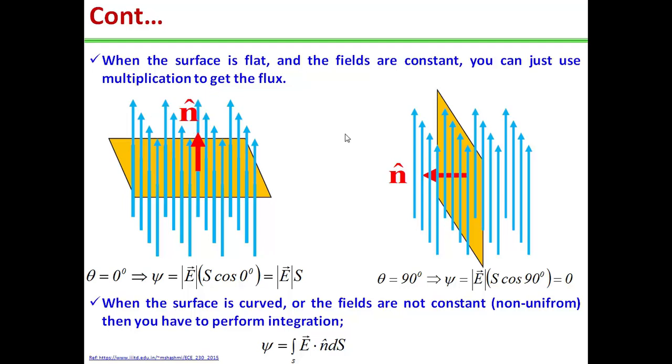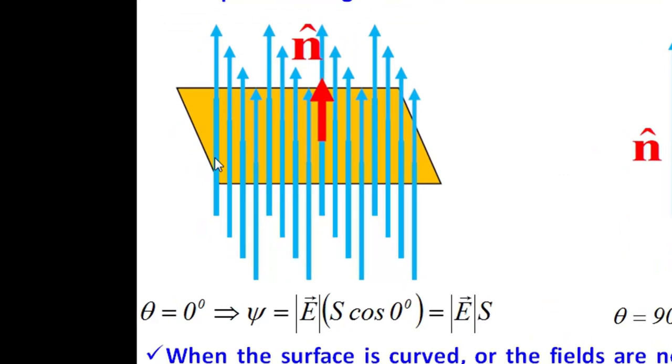From the figure, you can see in the first case, the electric field lines are crossing the given surface perpendicularly. So in that case, theta will be 0. So flux psi is defined as E S cos 0. Cos 0 will be 1. We will get flux as electric field multiplied by S.